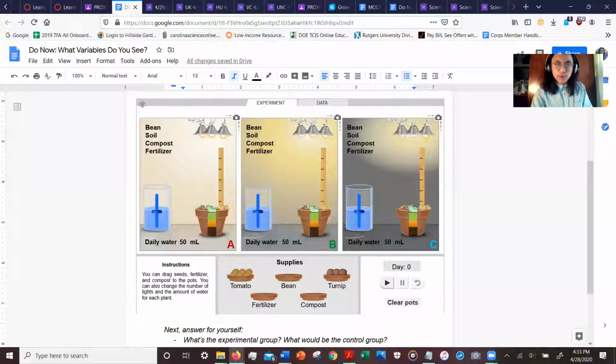And that's important if you're trying to prove something in your hypothesis. You don't want some random thing affecting your DV. You want to make sure it's the thing that you're changing and not anything else random that's affecting what you're measuring. A control group makes sure that that is the case.